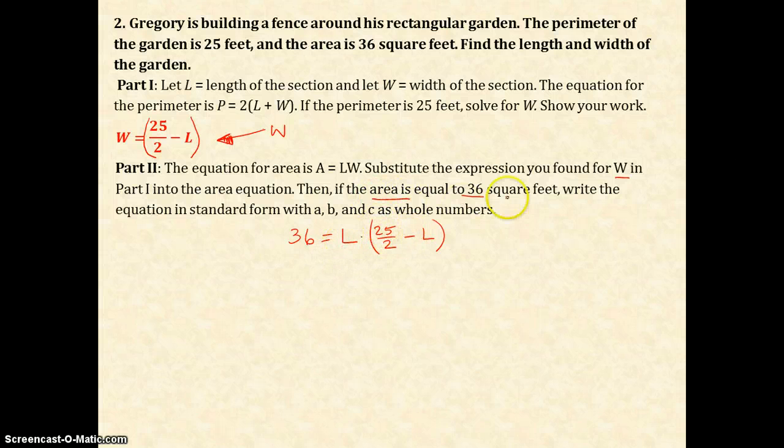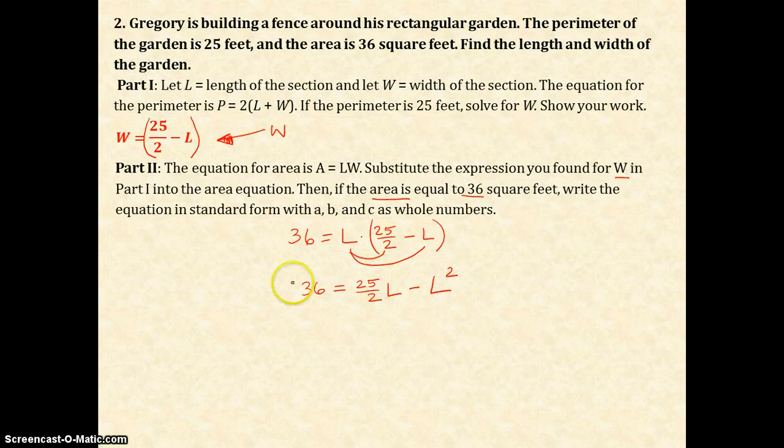Alright, now it says to write the equation in standard form with A, B, and C as whole numbers. Alrighty, well, I'll start by distributing this L through the parentheses. And I get 36 equals 25 over 2L minus L times L is L squared.